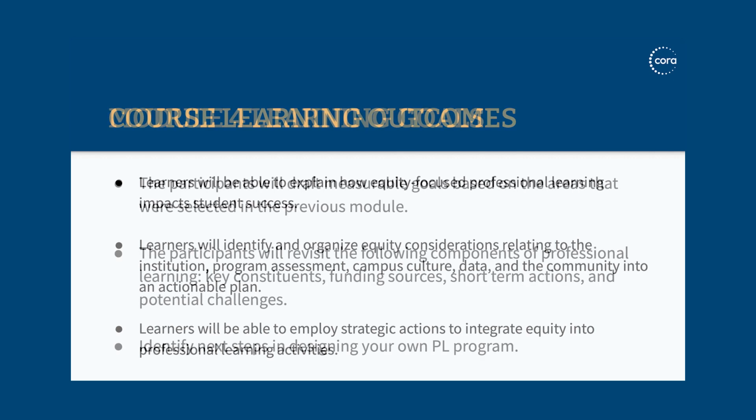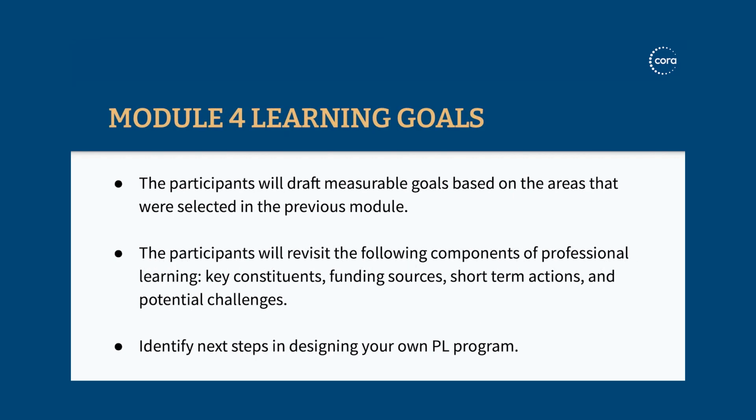activities. So in this module, you will have the opportunity to draft measurable goals based on the 2 or 3 areas that you selected. So remember, in module 3, I took some time to just go through one area of impact and then how to begin to analyze or prioritize that area as something that I want to begin to draft a goal for. But you can pick more than one area.